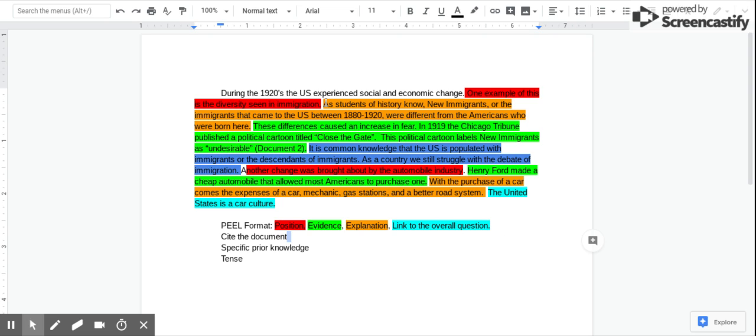Now, you can go ahead and write this as one paragraph, or you can do it as two. What I'd like you to do right now is to pause the video, and I would like you to work with your shoulder partner and see if you can identify your position, evidence, explanation, linked to the overall question. Also, make sure that you have cited the document, that you are using specific prior knowledge, and that you're focusing on the tense.